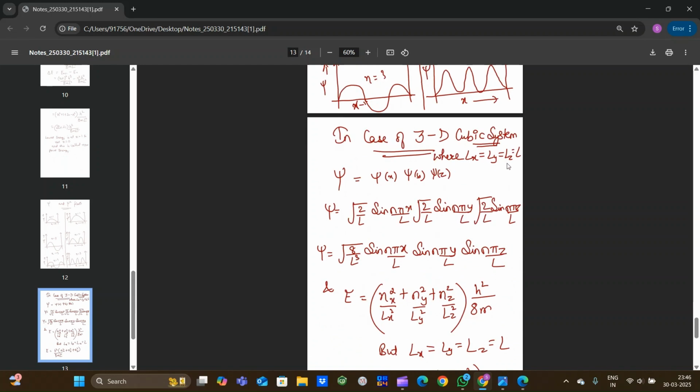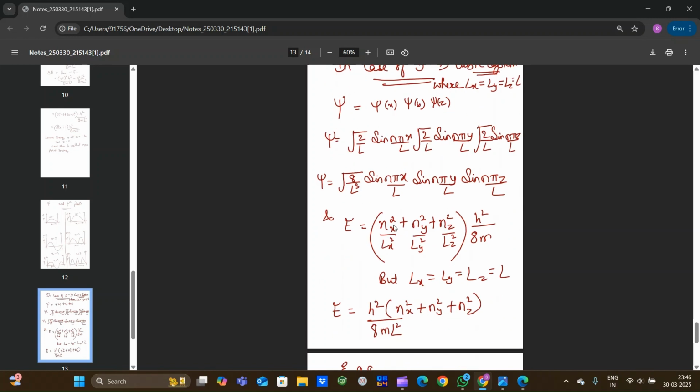Now in case of a 3D cubic system, there is nothing new you have to do, just the same thing. For example, in 3D, psi will depend upon the x, y, and z axes, right? We calculated for psi x. Similarly, you can write for psi y and psi z. You just have to solve this. You get root 2 by L, so root 8 by L cube. And since these things are different, one is dependent upon x, another on y, another on z, they remain like this.